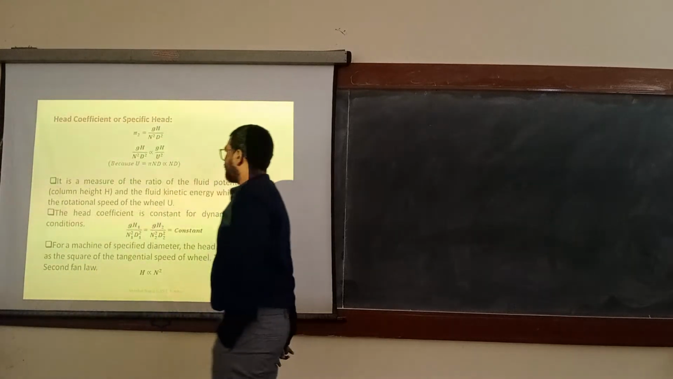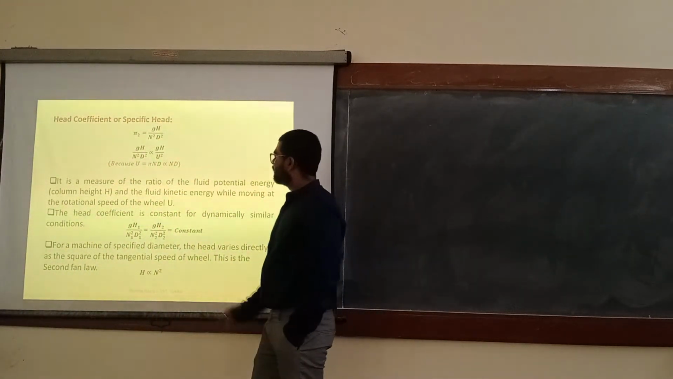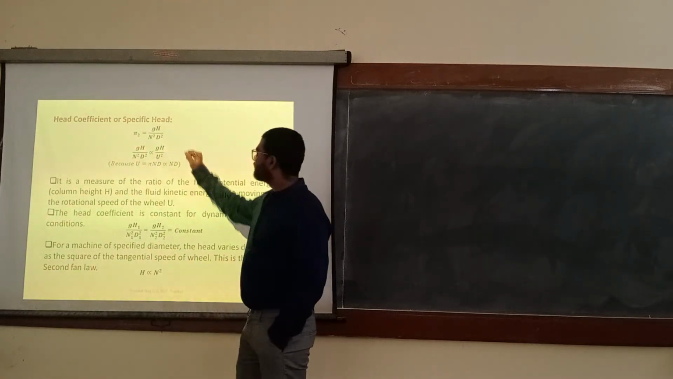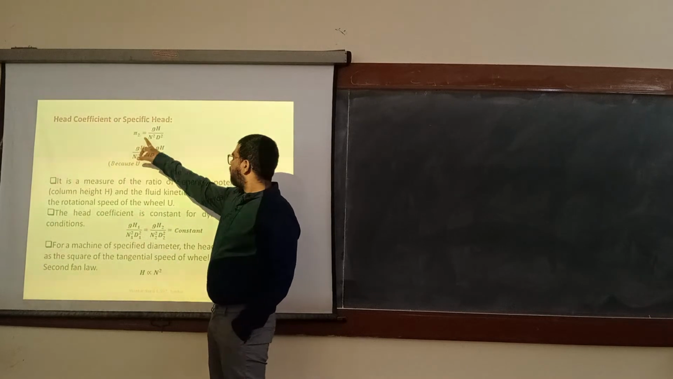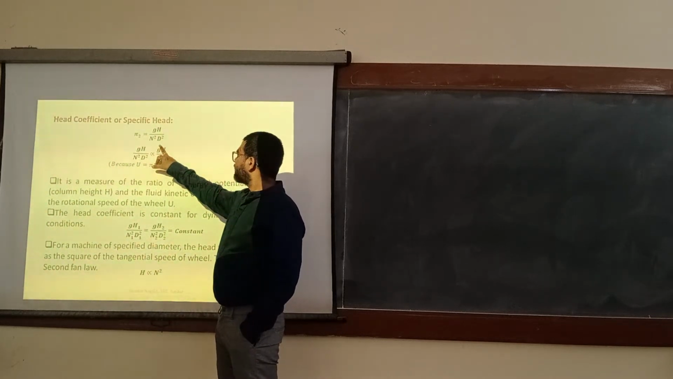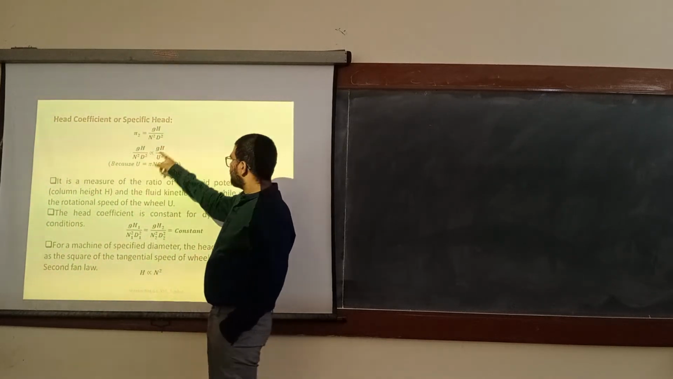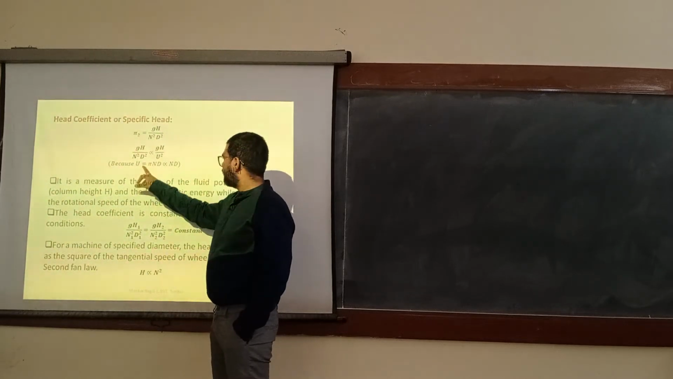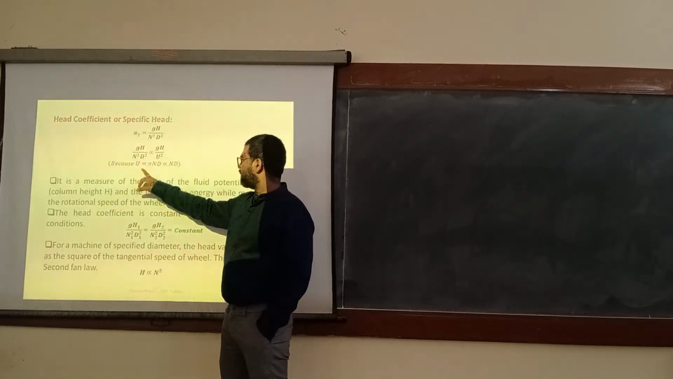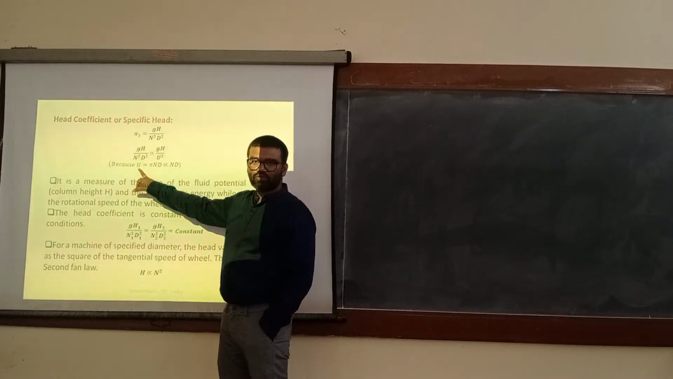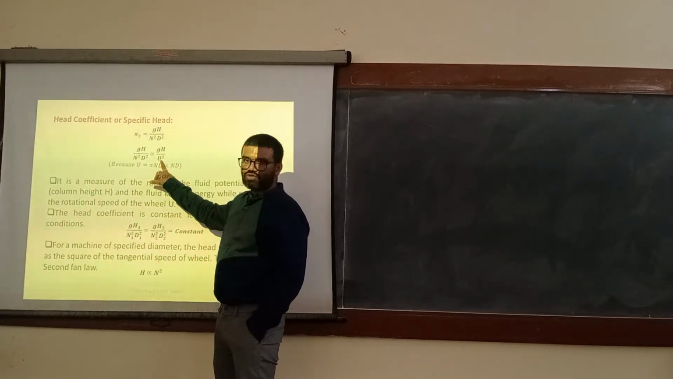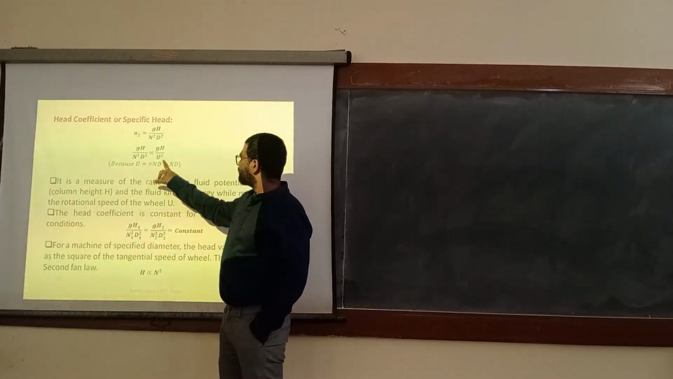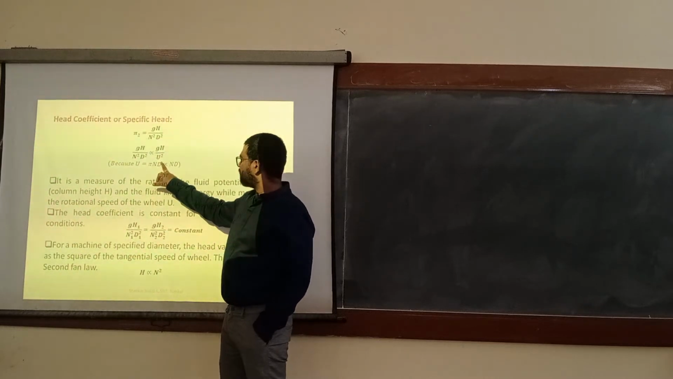The next dimensionless term we discuss here is the head coefficient or specific speed, identified as pi2 equal to g H divided by N squared D squared. Once again, N D is proportional to U, the tangential velocity of the rotor. So in place of N squared D squared, you can write U squared. So this head quotient will be proportional to g H by U squared.